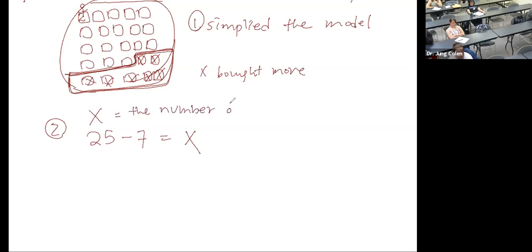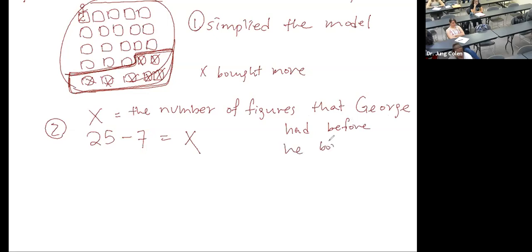The number of what? Figures that Georgie had before he bought new or more. And before he bought more. My handwriting is bad, but I know you can do better. So always define what your variable is for your students, okay? So that's what we are figuring out.